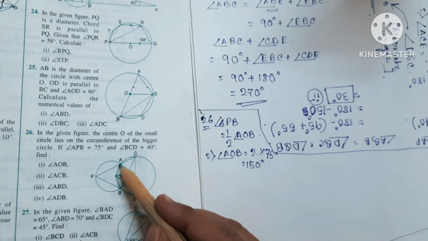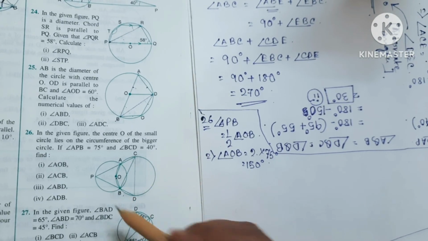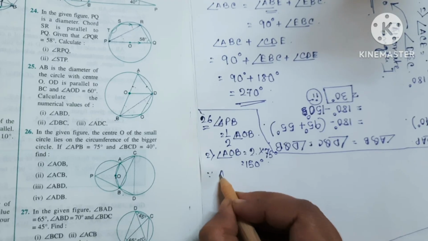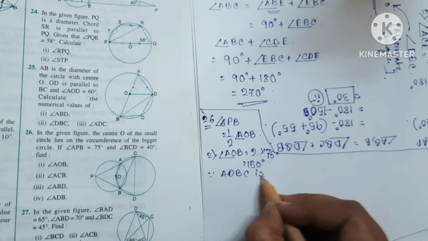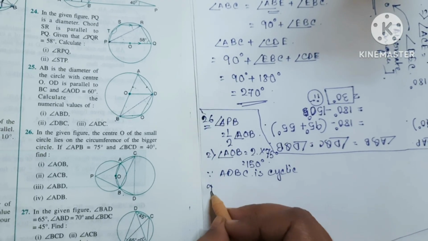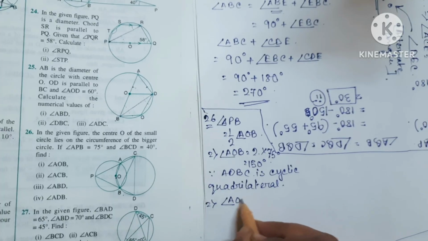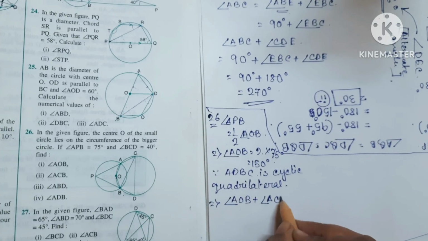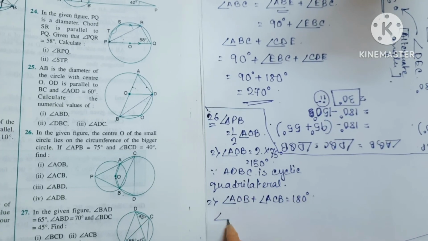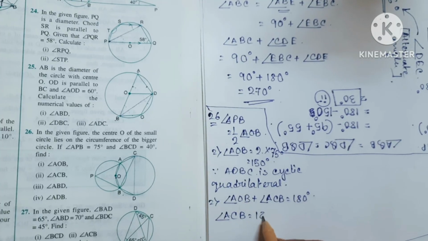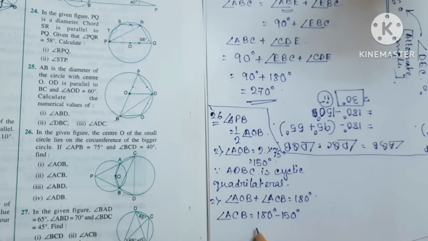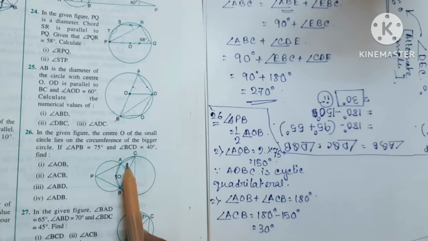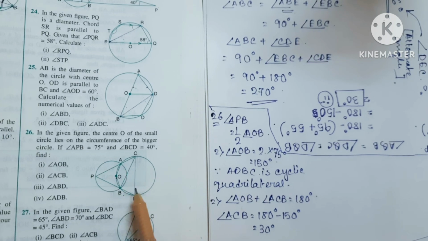Now see, AOBC is a cyclic quadrilateral. So since AOBC is a cyclic quadrilateral, that implies angle AOB plus angle ACB is 180 degree, right? So angle ACB is 180 minus 150. So that will be 30 degree. Okay. So ACB is 30 degree. Okay.